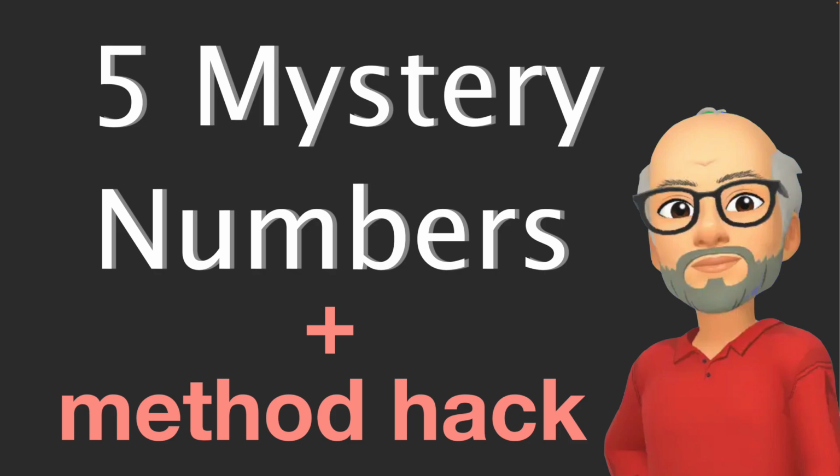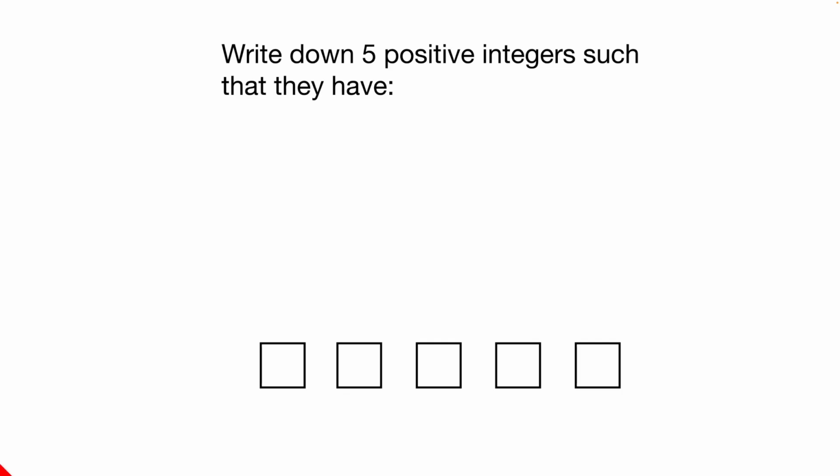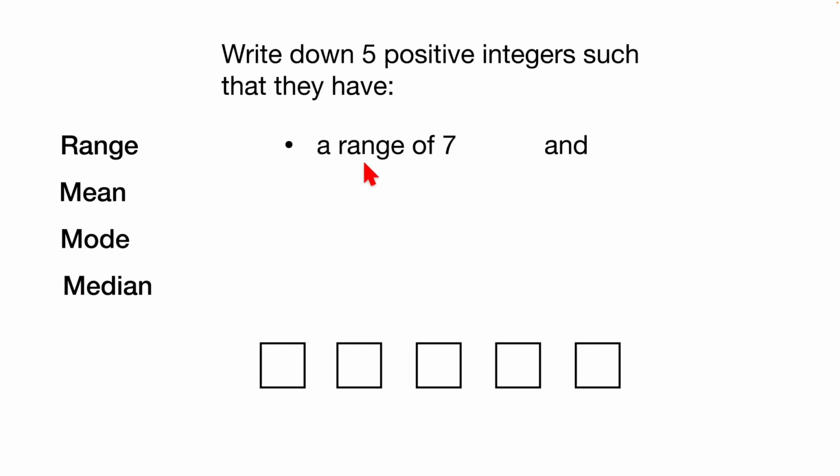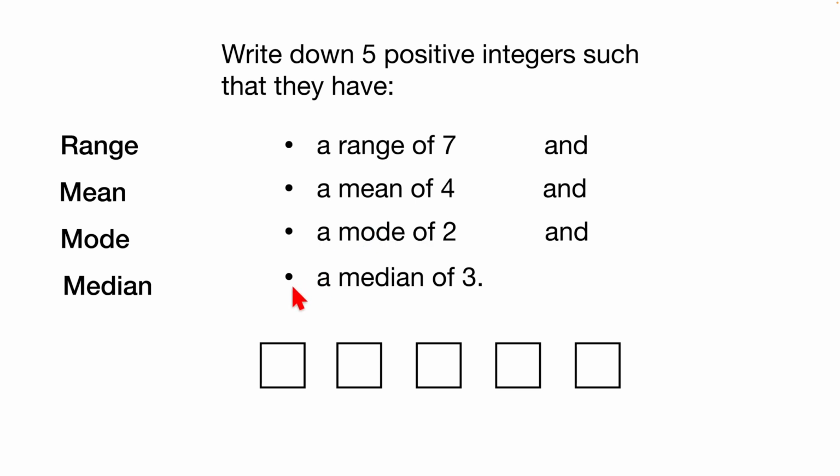5 mystery numbers. Probably best to give you an example of this. Write down 5 positive integers such that they have... Now these are the things that you are offered: a range, a mean, a mode and a median. For example, a range of 7, a mean of 4, a mode of 2 and a median of 3. And you put the numbers into these boxes.